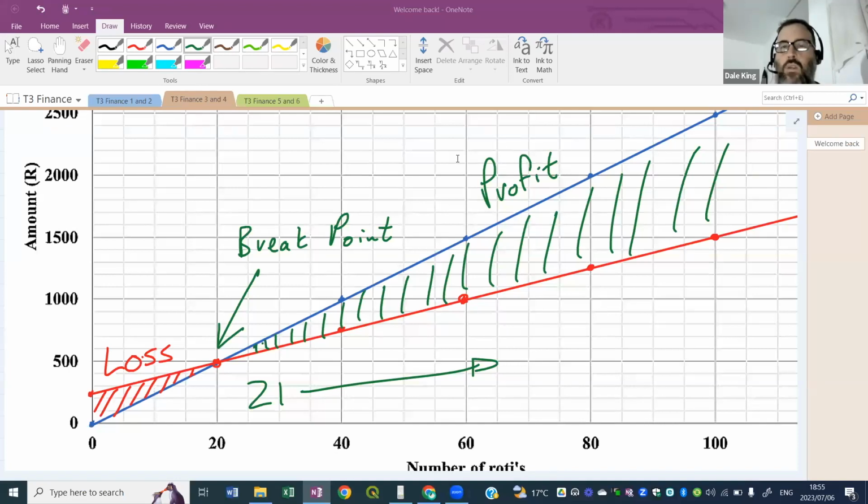You could test it with the equations. You could put 21 into both equations, and you'll see only then will the income part be bigger than the expenses. But anything below 20, expenses will be higher than income.